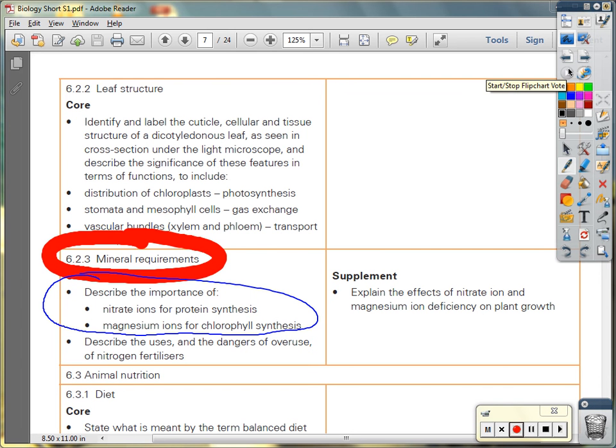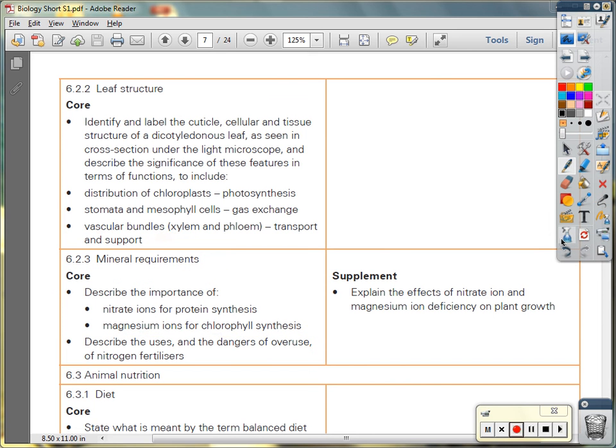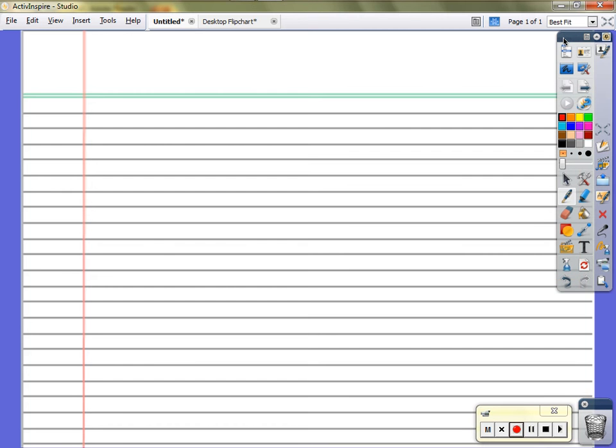So the first thing you would do is when you go to your syllabus, and you're starting to study a section, you have to find the title. So this would be your title, and you would write about it. So let's go 6.2.3. There's your title. And then inside your notebook, you would write your title.